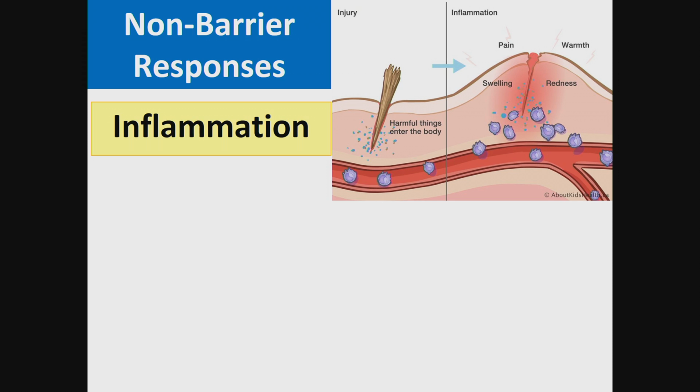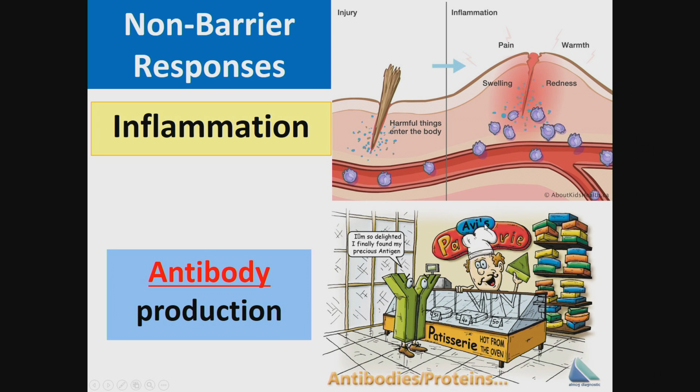Once the pathogen has entered the body, then we have non-barrier responses, so responses that are on the inside of the body. Inflammation is one of our first defenses. A bunch of white blood cells converge on the pathogen and cause inflammation in the area. Second is antibody production. If that initial non-barrier response did not work, then our body has to make antibodies against the antigen.